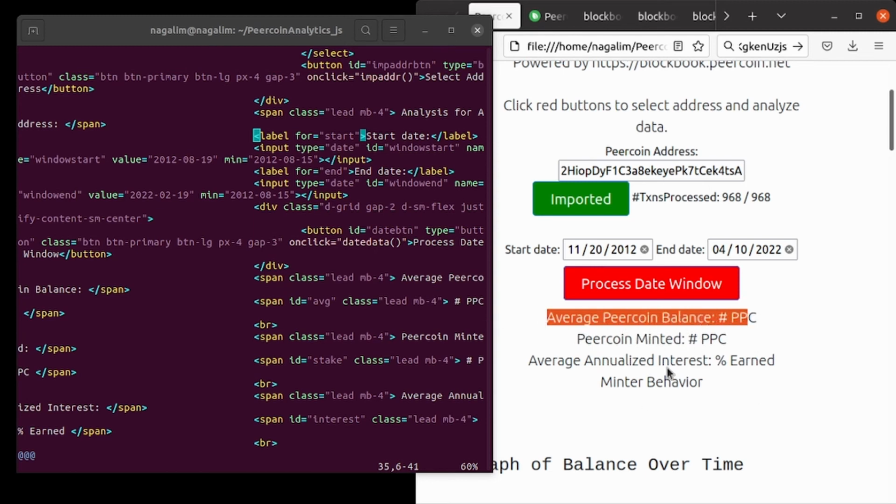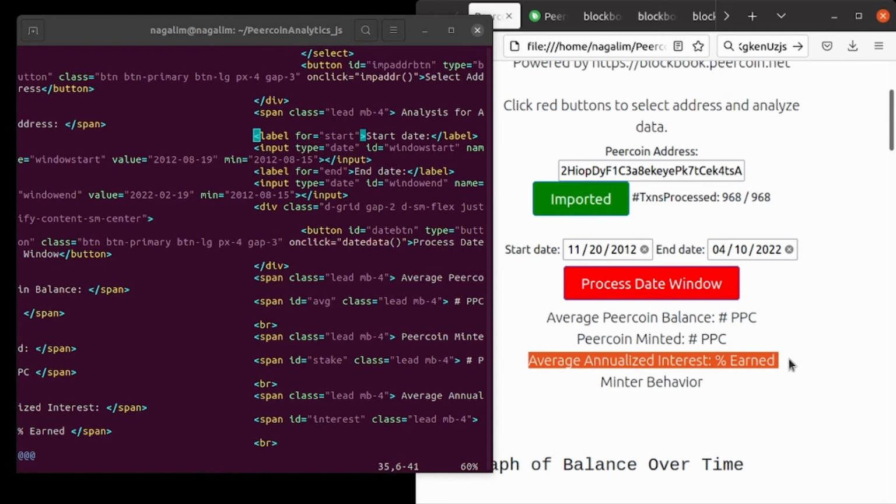These are real numbers. Up here I'm trying to come up with real concrete statements. So your average Peercoin balance over this date window, how much do you usually have in there? How many Peercoin have you minted? What is your average annualized interest in percentage? And are you a continuous or a non-continuous minter?